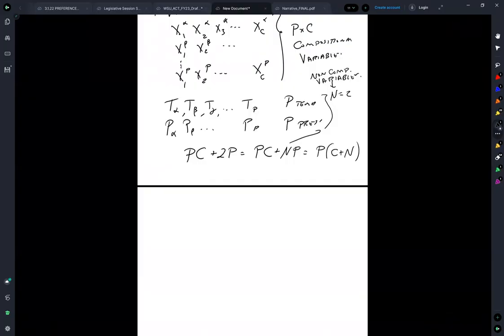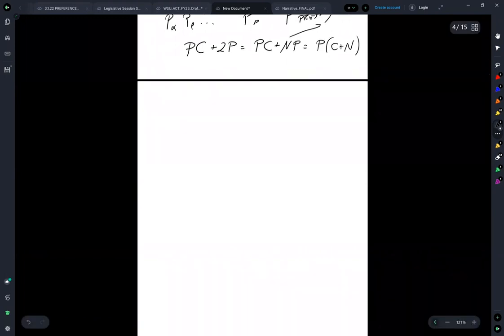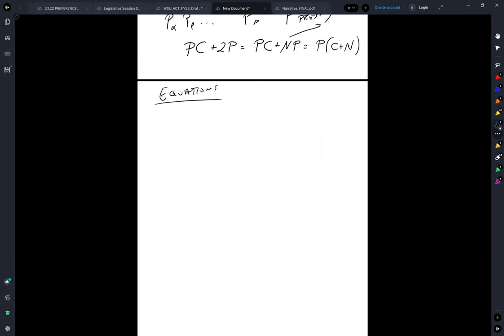Now let's count up the number of equations. So starting out with setting the temperature equal, T alpha is equal to T beta is equal to T gamma is equal to ... is equal to T P for the P phases. So that gives us P minus one equations. Same thing for the pressure.